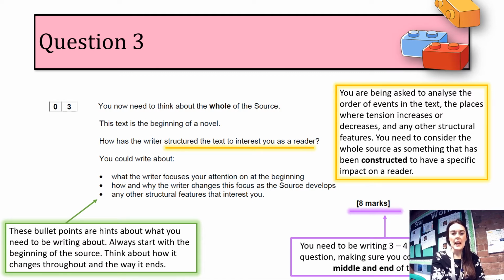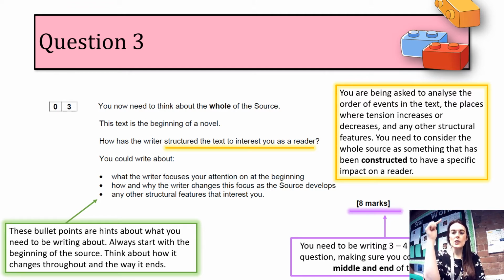Question 3 is: you now need to think about the whole of the source. The text is the beginning of a novel. How has the writer structured the text to interest you as the reader? You could write about what the writer focuses your attention on at the beginning, how and why the writer changes the focus as the source develops, and any other structural features that interest you. What's really important here is you are not talking about language devices. You're not talking about words. You're talking about what order the words have been put in and why.